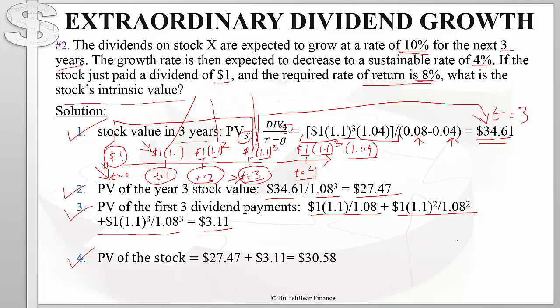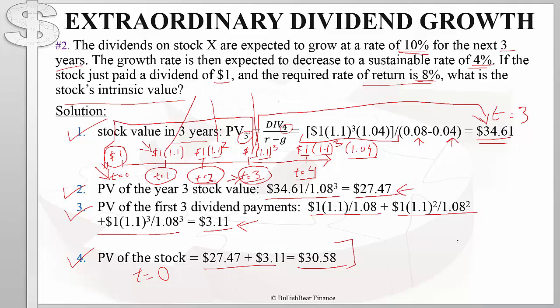Finally, to compute the present value of the stock at time t equal to 0, we simply add this amount and this amount to get a total value of $30.58.